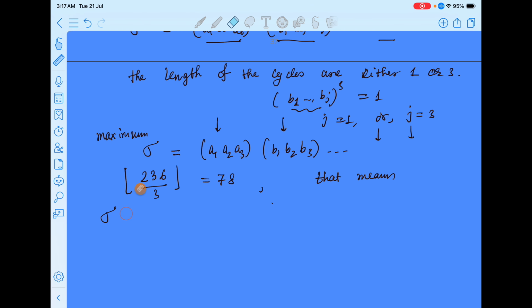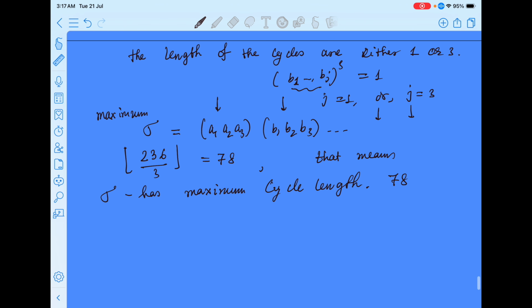Okay, let us do it here. Sigma has maximum cycle length 78, and you have to add sigma being the identity, which is the most specific case, so you only get 79, right? 78 plus 1, this plus 1 is for no 3-cycles, just identity. That's it.